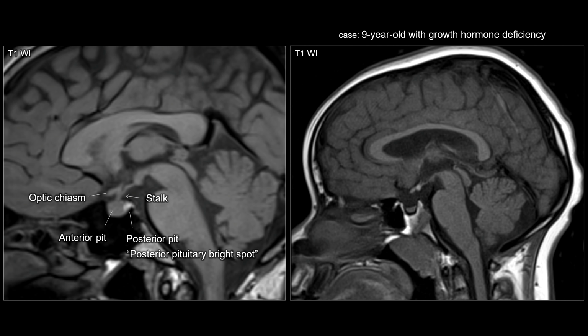So some of the issues that you can run into developmentally is a case like this. This is an example of a 9-year-old boy with growth hormone deficiency. Here, if you're looking for the posterior T1 pituitary bright spot, you do not see it in the expected location. Instead, it's up there, it failed to migrate. So that is the ectopic posterior pituitary gland.